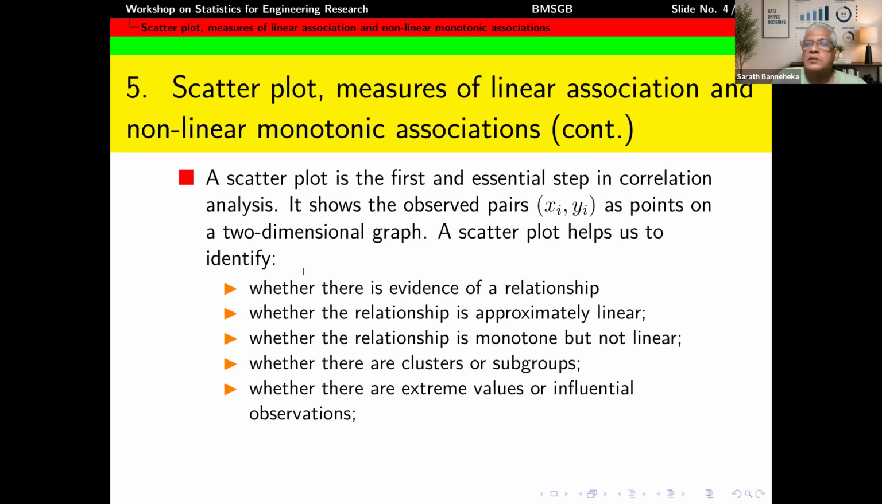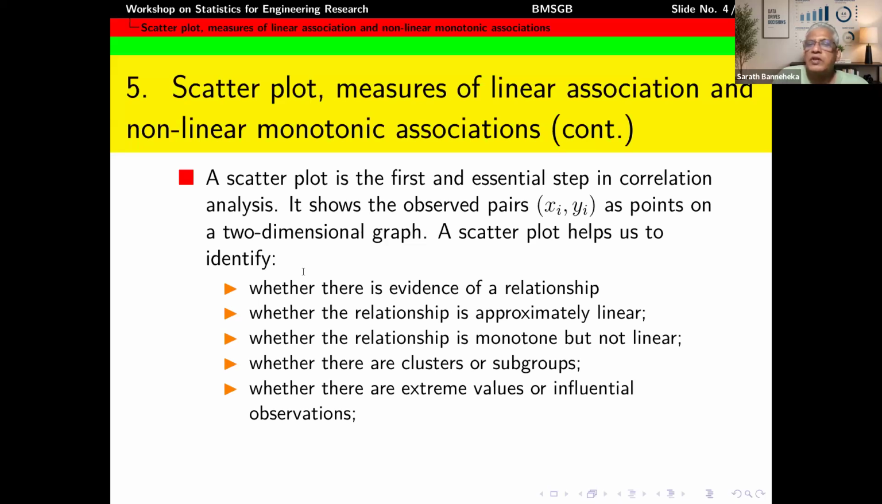So a scatter plot helps you to identify a few different things. What are they? Well, first of all, we can see whether there is any evidence of a relationship. That means whether there is any kind of pattern. If there's a pattern that you can see somehow, then that is an indication that there may be some kind of relationship between X and Y.